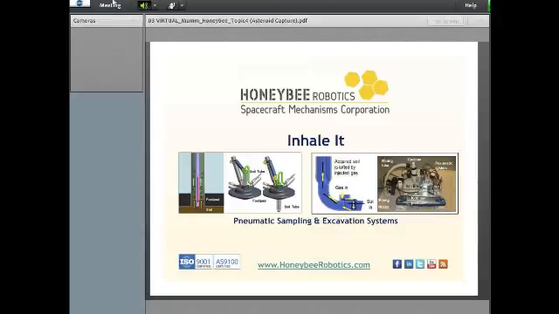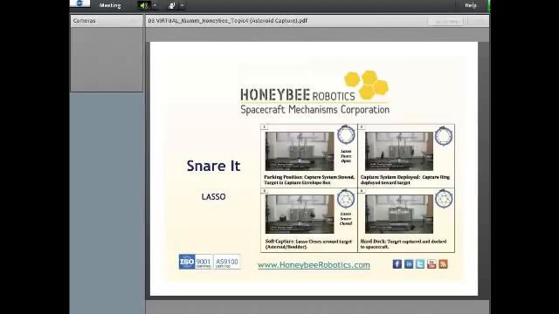This was designed for the Constellation program originally to sample on the Moon, but it can be applied in this scenario as well, where we could tether something down to the surface and via a pneumatic excavation technique acquire a sample using very little impact to the asteroid.